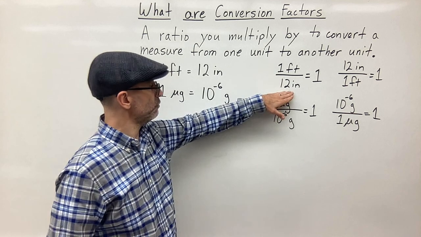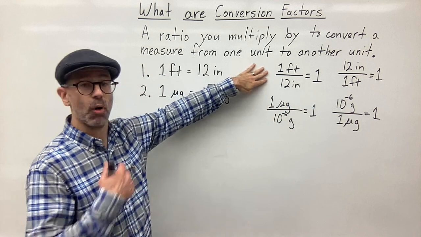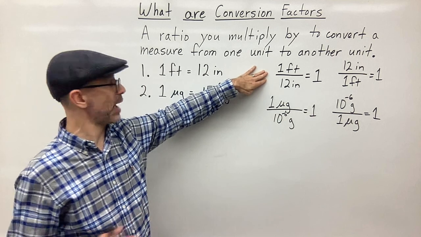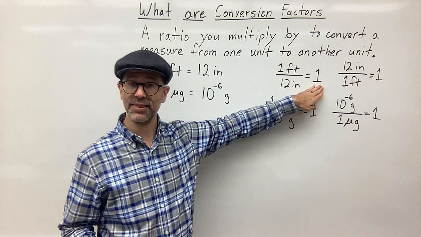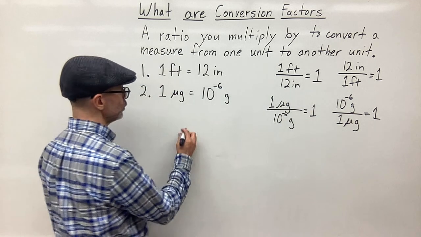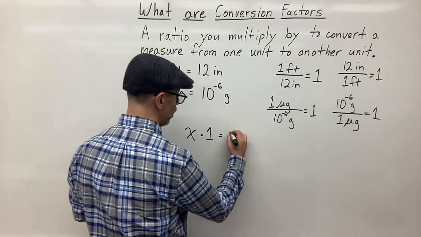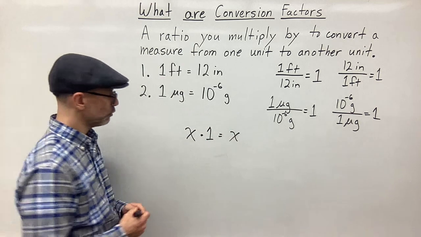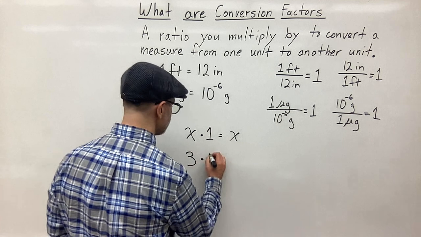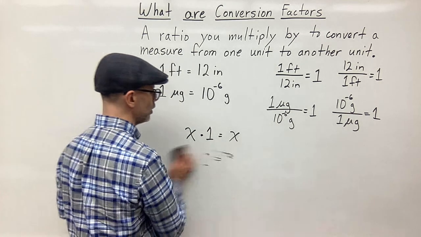Okay, so conversion factors are ratios that equal 1. And so the purpose is when you multiply by these, you're just changing the unit. You're not changing the magnitude because, again, multiplying anything by 1 is not going to change anything, right? So again, going back to algebra, if I have x and I multiply that by 1, guess what? I still have x, right? Or for those of you who like numbers, if I have 3 and I multiply that by 1, I still have 3, right? So same thing with conversion factors.